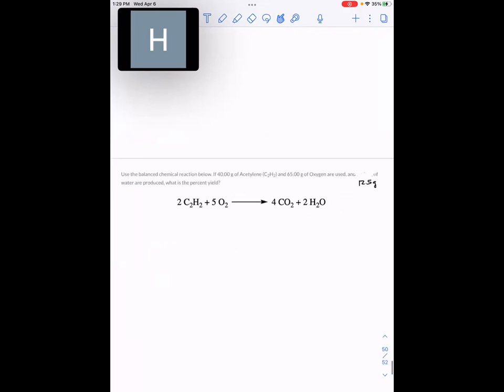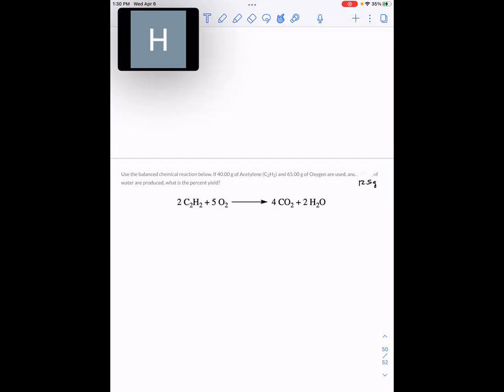I actually had to alter this problem. I found it, but I couldn't use it in the form it was in because the actual yield was too high. Your percent yield will never be more than 100. Right? It'll never be more than 100. So anytime you have a theoretical yield that is less than your actual yield, you'll have a problem. Your percent yield will never be more than 100. It's going to be anything from 100 down to 0.001, but it'll never be more than 100. It can't be. That's not possible.